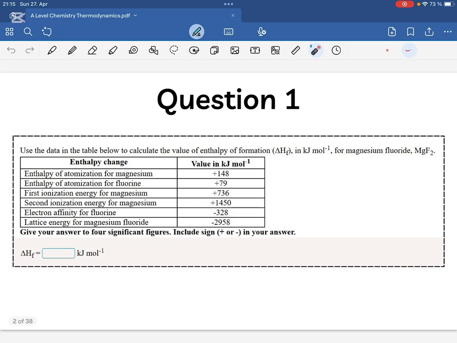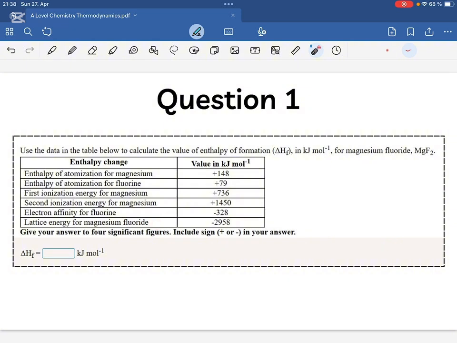So let's start with question 1. Use the data in the table below to calculate the value of the enthalpy of formation in kilojoules per mole for magnesium fluoride. We're given this table where we have the enthalpy of atomization for magnesium, the enthalpy of atomization for fluorine, the first ionization energy for magnesium, and the second ionization energy. We also have the electron affinity for fluorine, and we also have the lattice energy.